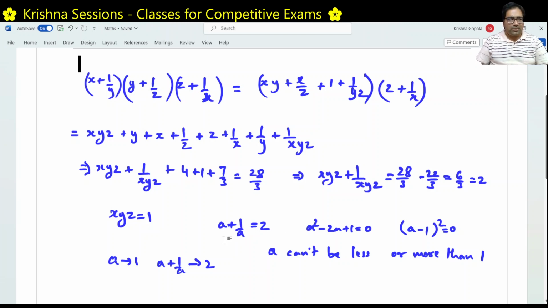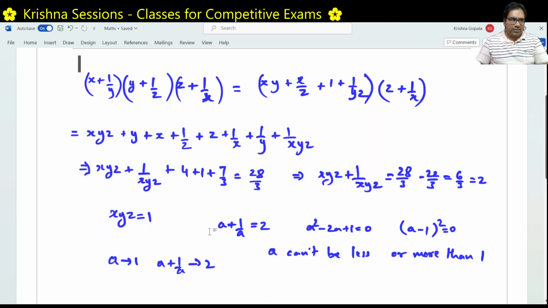Right. So by looking at this equation, a plus 1 by a is equal to 2, we should be able to directly say that a is equal to 1, or otherwise also you can solve the equation. What is this equation? a square plus 1 minus 2a. Right, this turns into a square minus 2a plus 1 equal to 0, which is equal to a minus 1 whole square, which means a equal to 1. But we should not even get to this situation. Whenever we see this, a plus 1 by a equal to 2, what does that mean? a has to be 1.